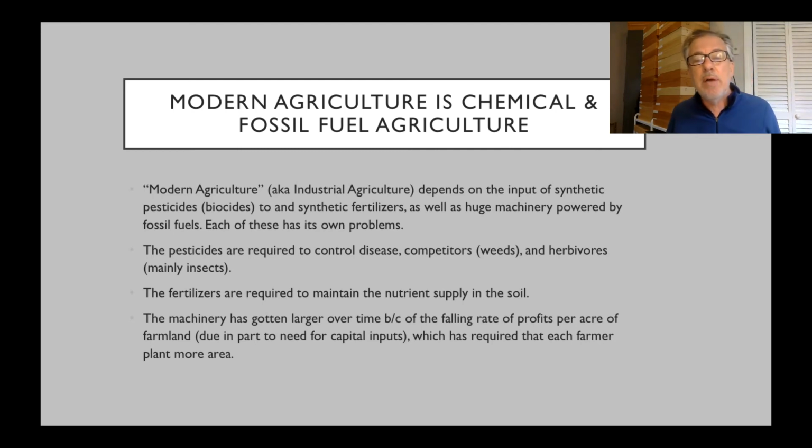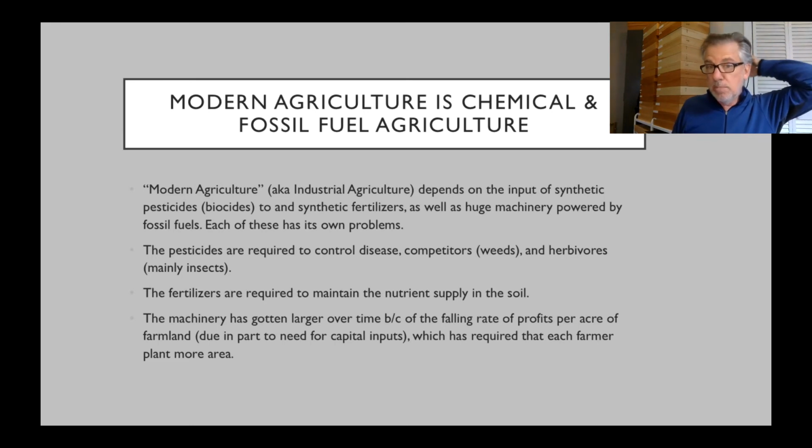And I want to point out that one of the reasons that the profit per acre is falling is because farmers are using these capital inputs. They used to not use as many pesticides, herbicides, or insecticides, but now they have to pay for that. They didn't have to use fertilizer before, they have to pay for that.